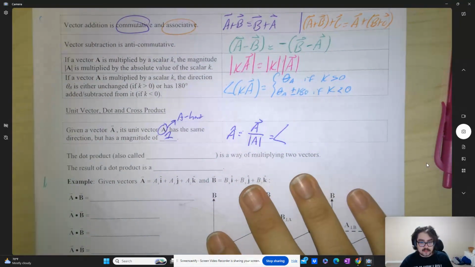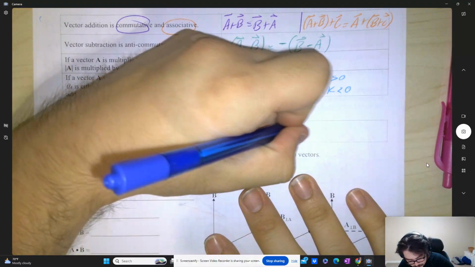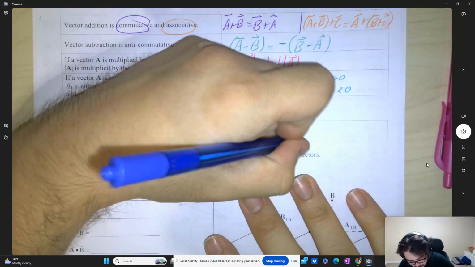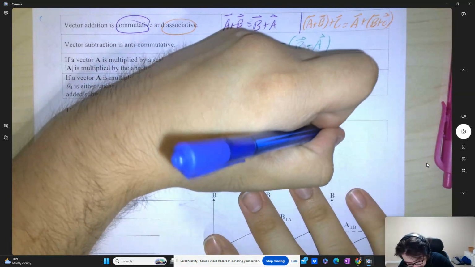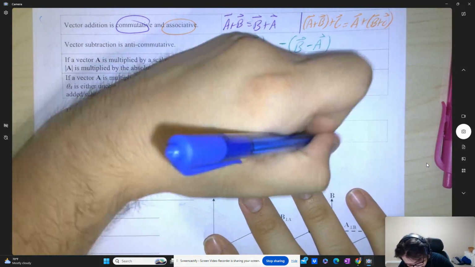And how that would look is you take the components of each part and divide it by the magnitude. And that gives you the unit vector.